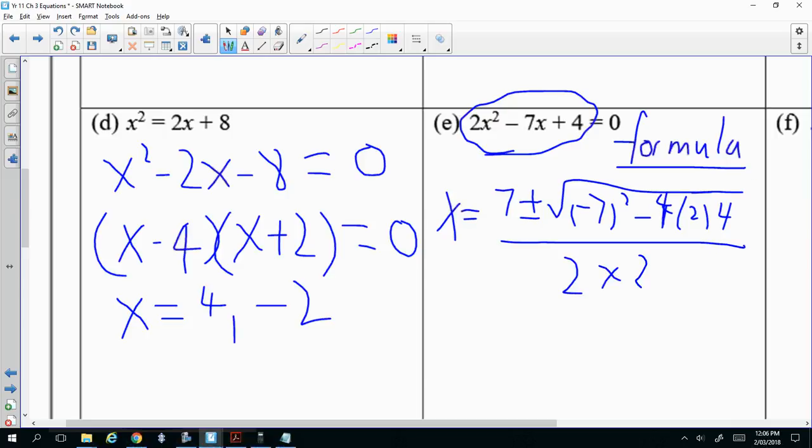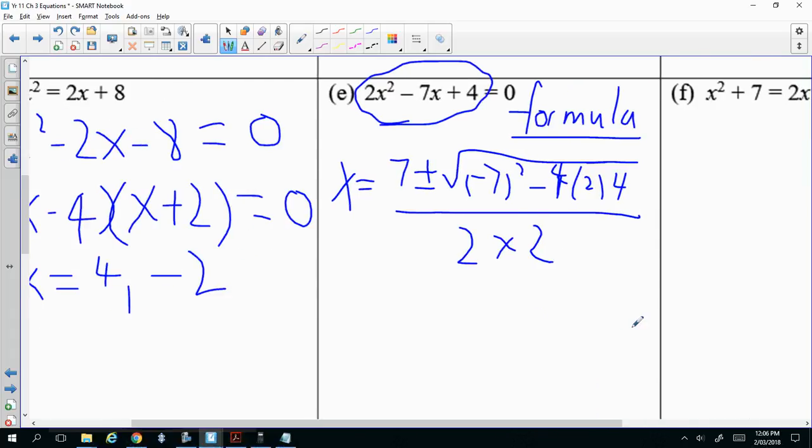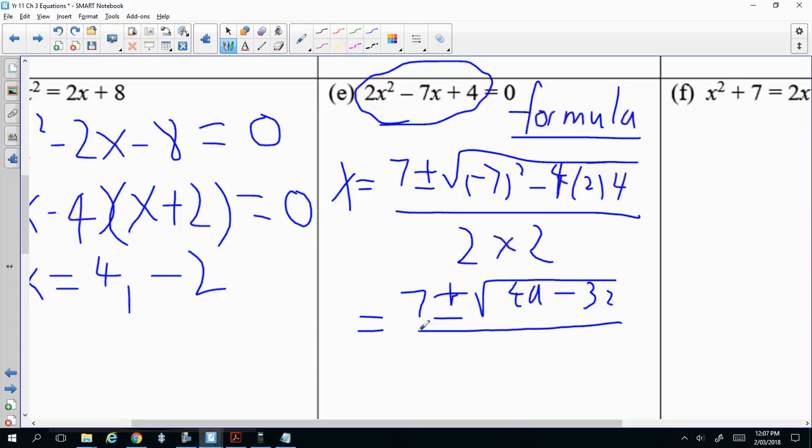So it goes 7 plus or minus 49 minus 16 times 2 is 32. So you end up, oh, actually you can't factorize. Yeah, you can't factorize anyway. So it looks like you can't factorize, so you have to use the formula. 49 minus 32 is 17. You can't. Yeah, I thought I can, but you can't.